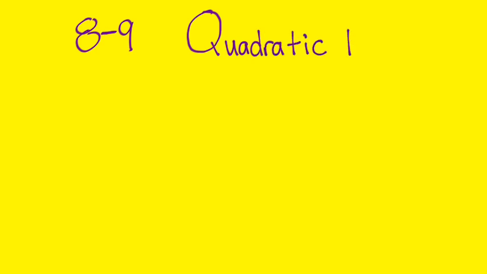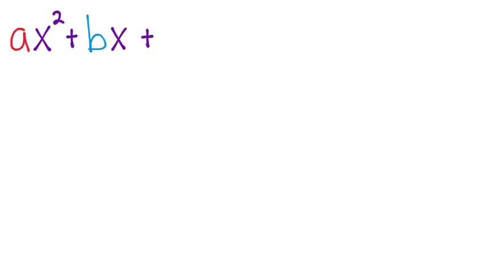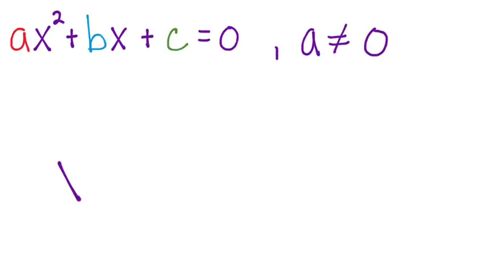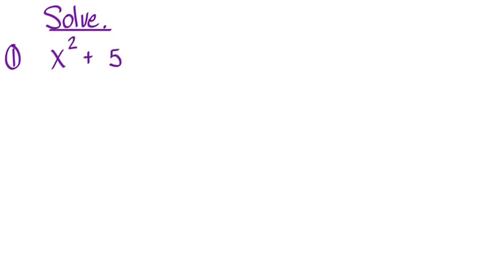So, quadratic formula. This is our quadratic formula. Negative b plus or minus the square root of b squared minus 4ac. Now, when we look back at our quadratic equation, we see that there's an a and a b and a c value. I can just plug in those values and solve for my x's. Let's see what it looks like in real life, okay?